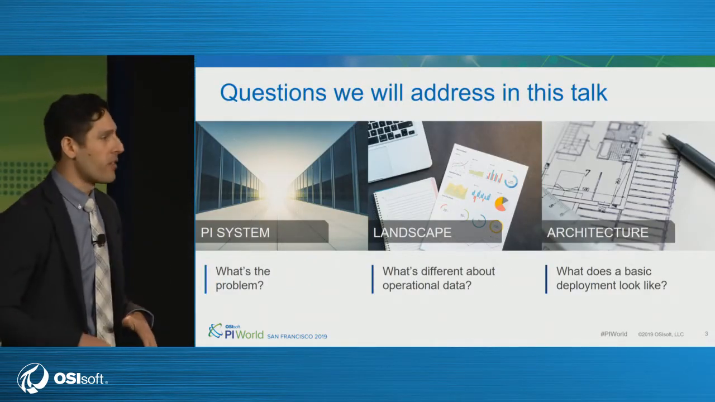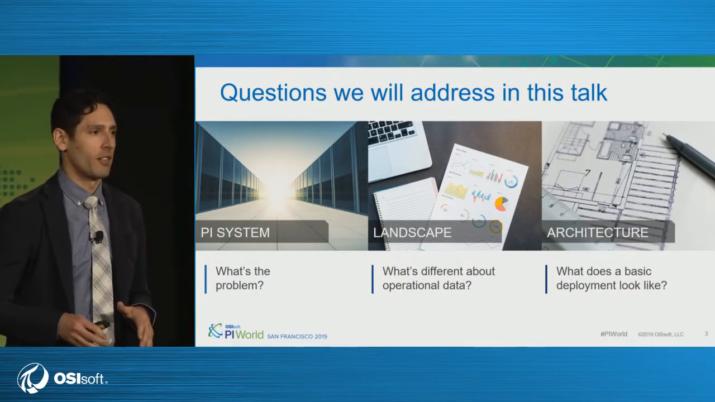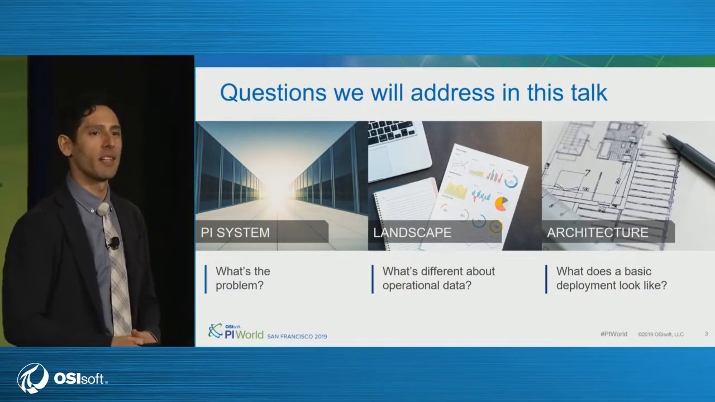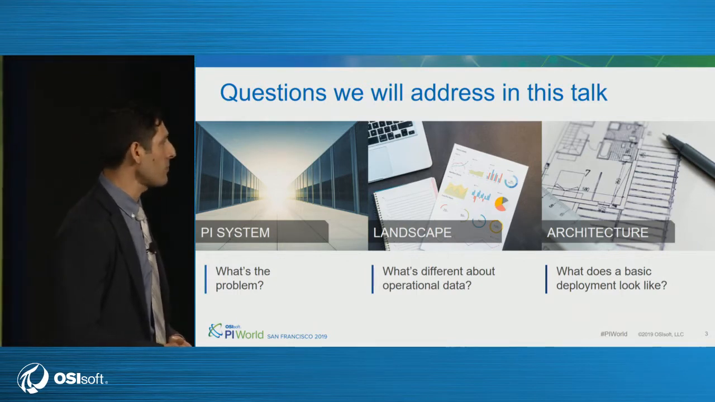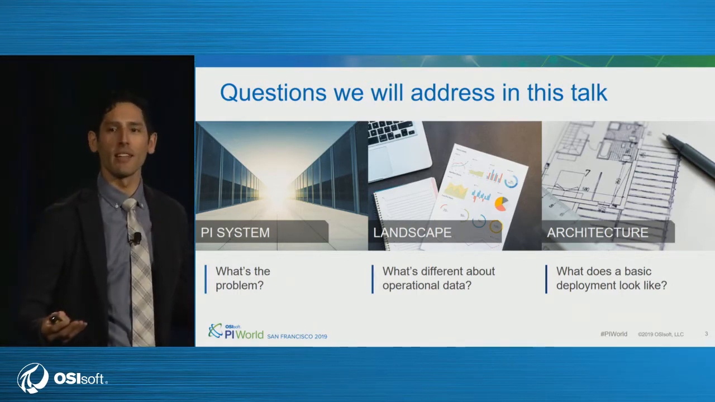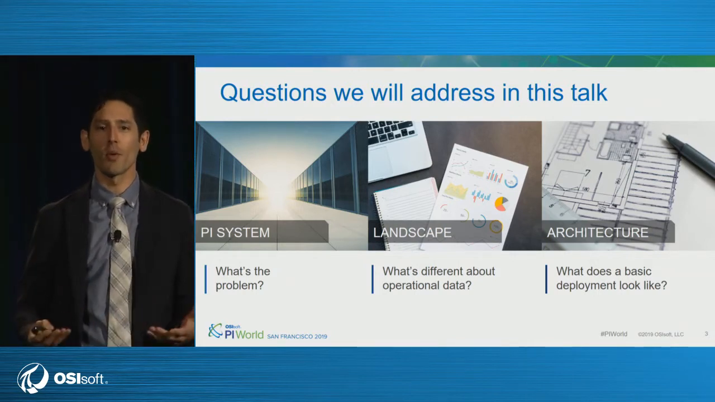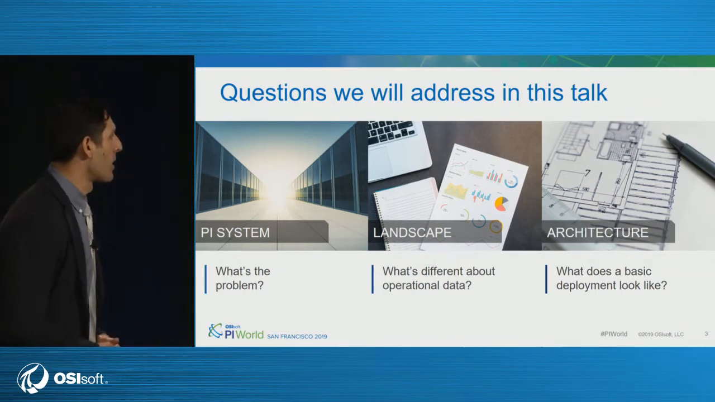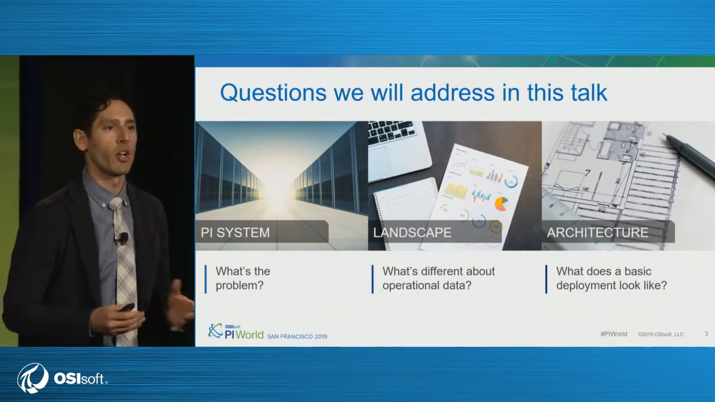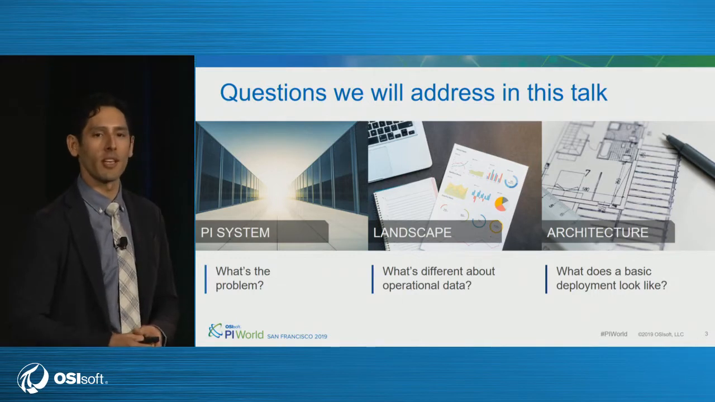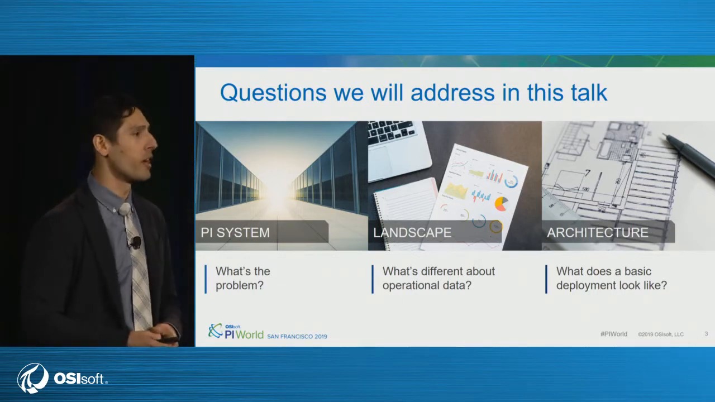So for this session, I have it broken into three sections. The first thing I want to talk about is what's the problem? What's the problem that the PI System is trying to help solve? After that, I want to talk about the data landscape. People use the term data a lot nowadays, and I want to give you a framework for how to think about that. And then the very last thing is I want to go through a very quick introduction to the PI System architecture, and I'll show you what a typical deployment looks like for a single site and for an enterprise.